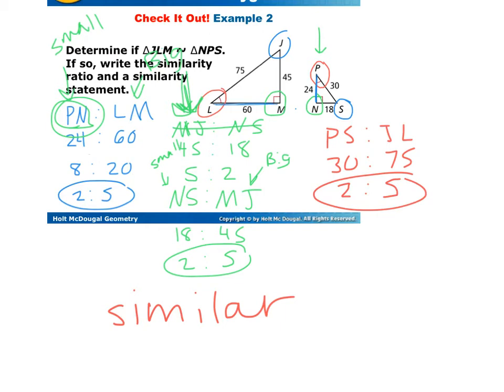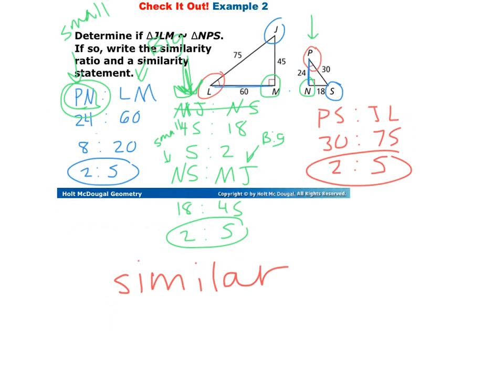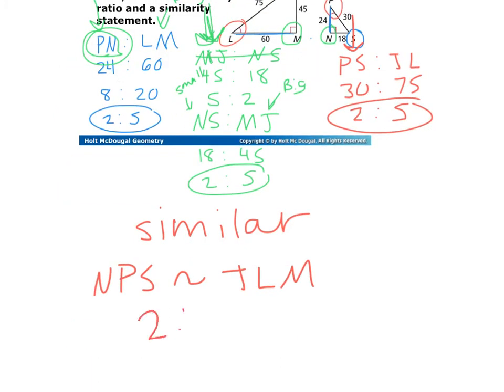What is our similarity ratio? JLM is similar to NPS. Since we started with the small one, we need to start with the small one when saying our similarity statement. So we would say NPS is similar to JLM. And what's our ratio? 2 to 5. We're going to go over this more on Monday.